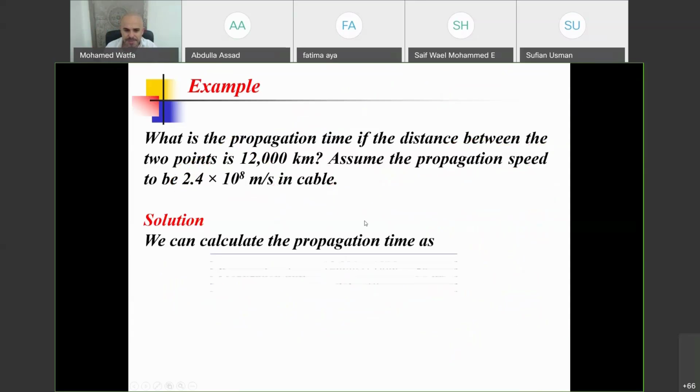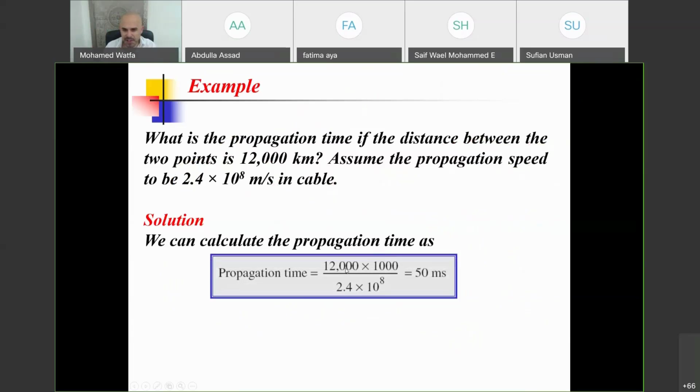So yes, let's do that. So this is what we did here, 12,000. We converted it to meters. And this was meter per second. Let me put the unit here real quick. So this is in meters. And this is in meter per second. So the answer will be in second. Of course, you could convert it. So I think the answer will be 0.05 second, is it?